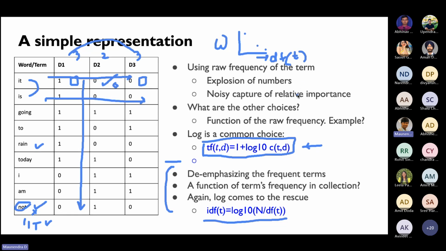Like for term frequency, we wanted an increasing function. For this weightage, we want a decreasing function. So suppose this weighting function W is a function of document frequency DF_t. If the argument increases, we expect the value to be decreasing. So we need a decreasing function. And one such function, again a choice that people made, is log10 of N by DF_t.